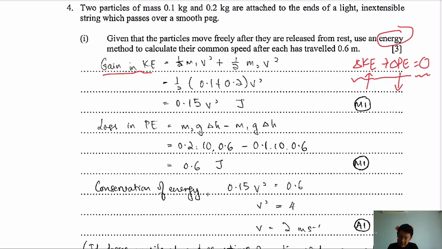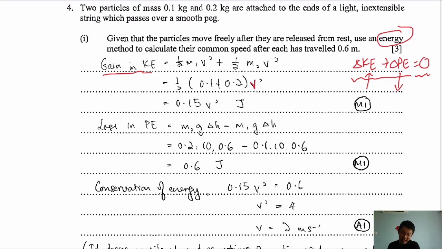Okay, so in that case, the gain in KE: we know that the KE is half mv squared, so we just have to find out the gain in KE for both particles. Take note that both particles are moving at the same velocity. This is a pulley system, so it is impossible for them to move at different velocities because they are connected by a string. So they will have the same velocity, which is the v in this case.